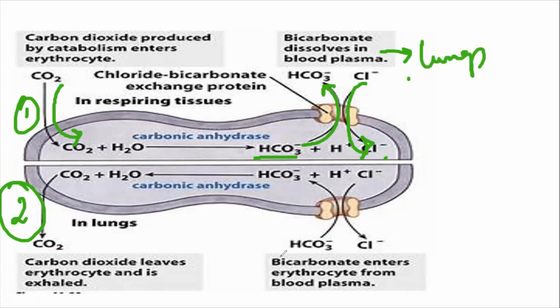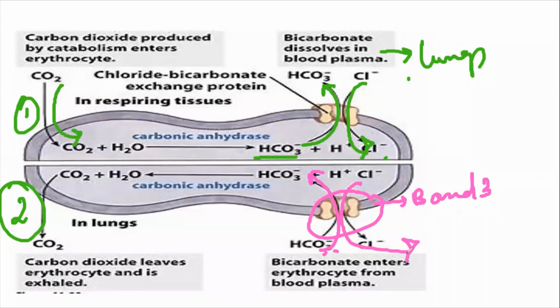So again, this bicarbonate enters the RBC from the same anion exchanger. Okay, so this is actually band 3 we are talking about. So what is happening? The chloride which was taken initially will be taken out. Okay, so this is how your salt balance is maintained in your blood system. Now the bicarbonate is taken. Again, the reversible reaction: carbonic anhydrase will make bicarbonate into CO2 and water.